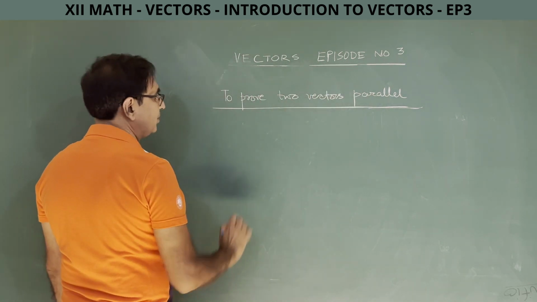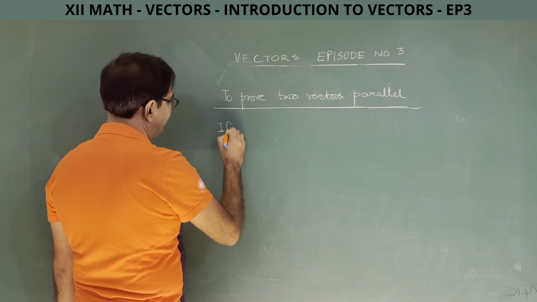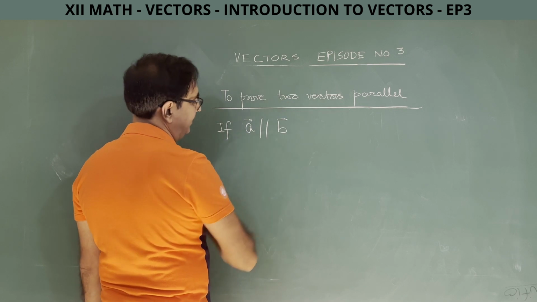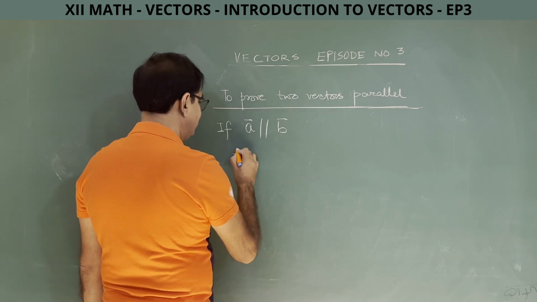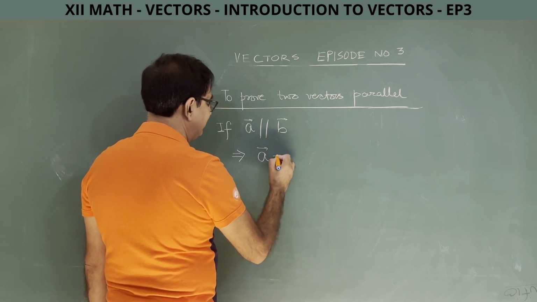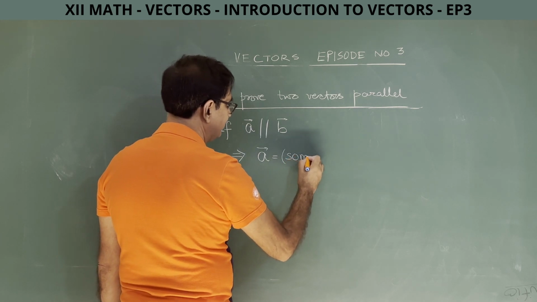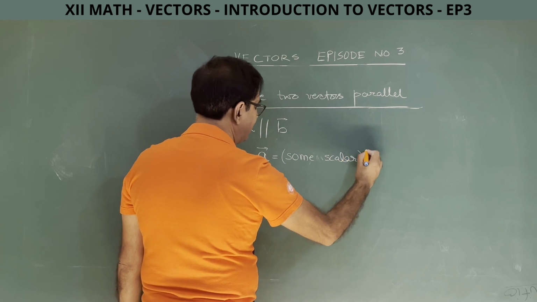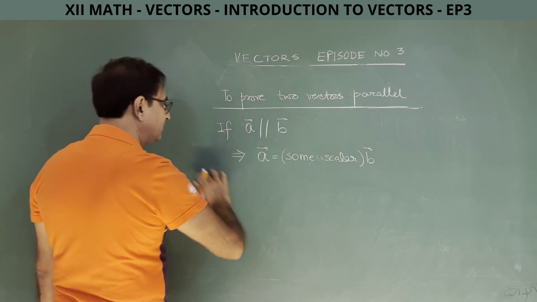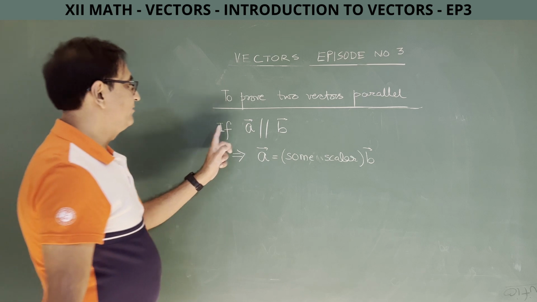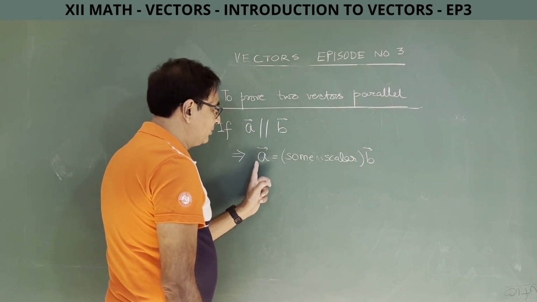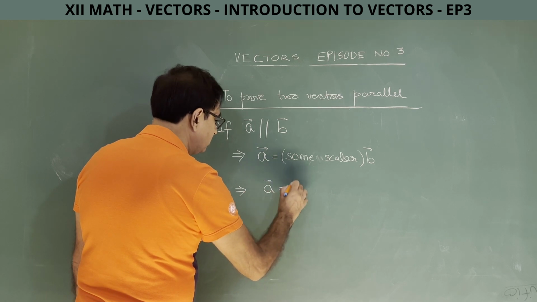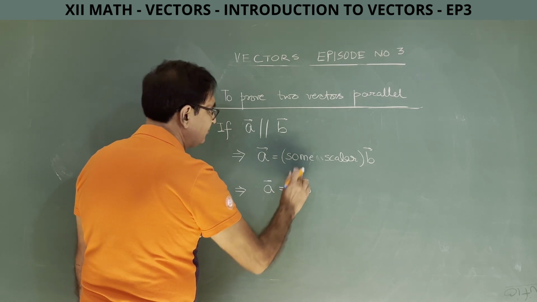So, I am giving you a theorem which I will explain to you. If vector A is parallel to vector B, then you can write down vector A as some scalar times vector B. First I am going to give you the formula, then I am going to explain it. So, if vector A is parallel to vector B, then you can write A as some scalar times B, that is A is equal to lambda B. Lambda is the symbol for some scalar.